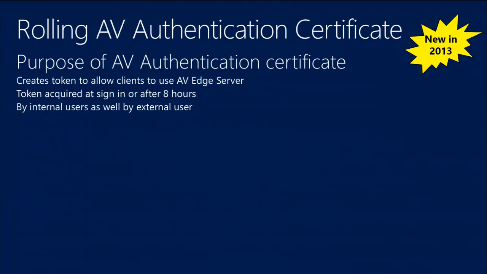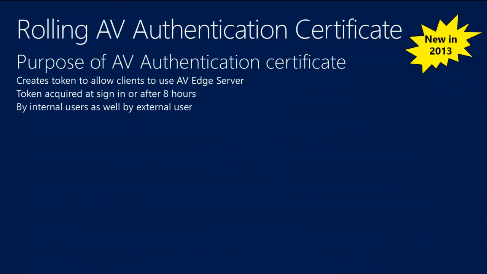Speaking of that certificate, there's a new feature we brought into 2013, which is called the Rolling AV Authentication Certificate. Now, to appreciate this, first we need to understand what the job of the AV certificate is. And it has to do with that thing I mentioned earlier called MRAS, right? The Media Relay Authentication Service. In order for me to allocate media on an Edge server, I have to be authenticated to that Edge server, right? In order for me to be authenticated to it, I have to have a token. Because remember, the Edge server can't authenticate me as Brian, because it's not in a domain, it doesn't have Active Directory, it doesn't know who I am.